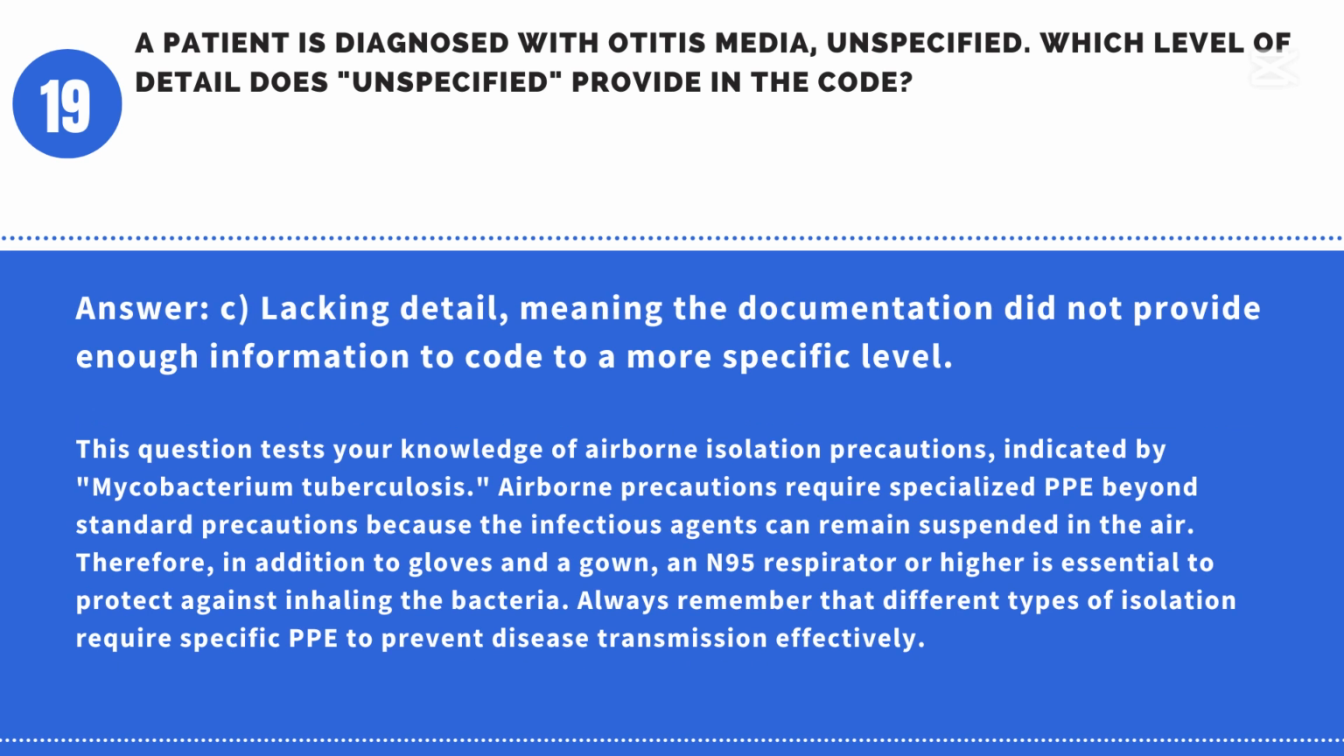Answer: C. Lacking detail, meaning the documentation did not provide enough information to code to a more specific level. This question addresses the meaning of unspecified codes. An unspecified code is used when the medical record documentation does not provide enough specific information to assign a more detailed code. While it indicates the general condition, otitis media, it lacks crucial details about the specific type, for example acute, chronic, serous, suppurative, or location if applicable. Coders should strive for the highest level of specificity documented, but use unspecified codes when that detail is unavailable.